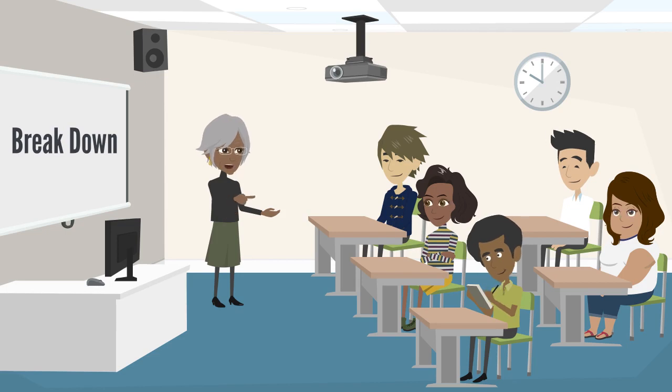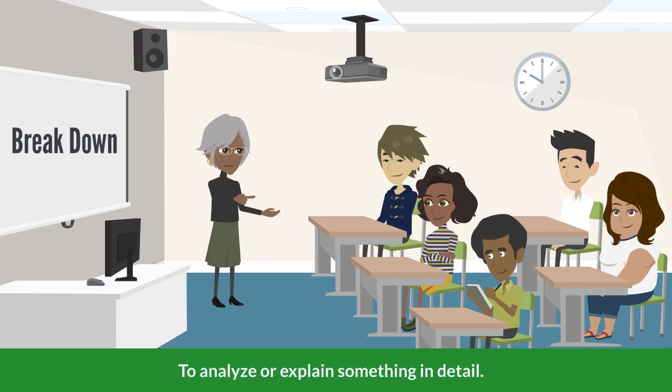When you hear the phrase break down in the context of analyzing or explaining something, what do you think it means? Does it mean to divide something into smaller parts to understand it better? Spot on, Kiara. That's exactly right. Break down in this context means to analyze or explain something in detail by dividing it into smaller parts. Now, let's watch an animated conversation example to illustrate this meaning.